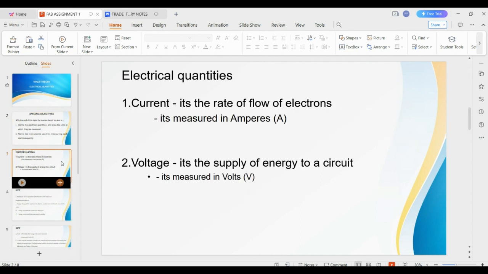So some of the electrical quantities, there are several, and one of them is current. Current is the rate of flow of electrons, and it is measured in amperes, abbreviated as capital A. The second electrical quantity is voltage, and voltage is the supply of energy to a circuit, and it is measured in volts, abbreviated as capital V.